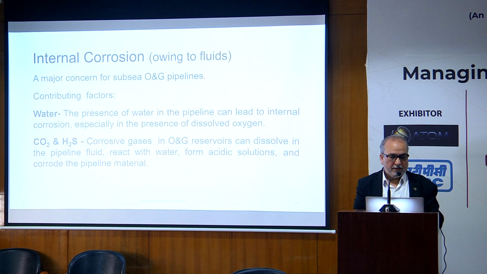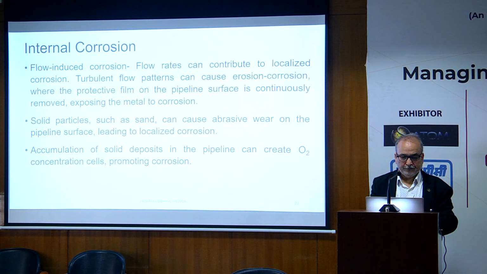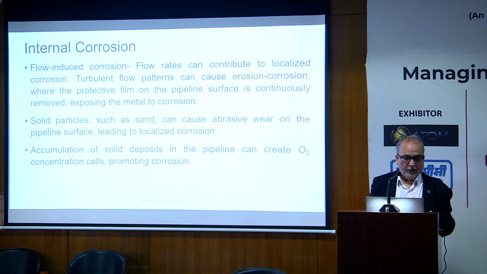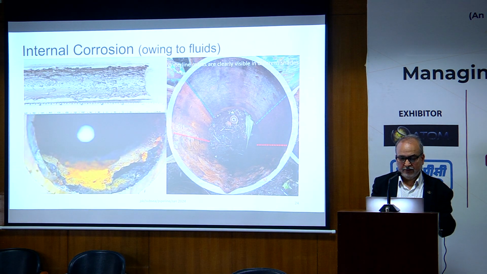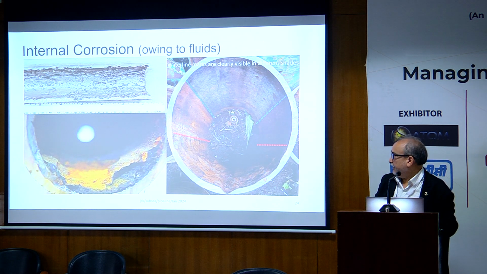The contributing factors for internal corrosion are water, carbon dioxide, and hydrogen sulfide. Internal corrosion could be flow induced corrosion also. Solid particles such as sand can also cause abrasive wear on the pipelines. Accumulation of solid deposits in the pipeline can create oxygen concentration cells leading to corrosion. In these pictures you can see the pipeline wherein, because of the flow and the diameter, the water marks are clearly shown.